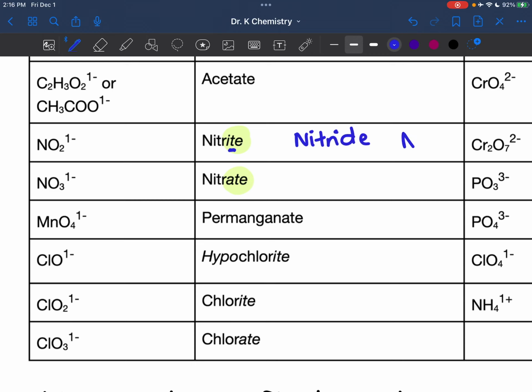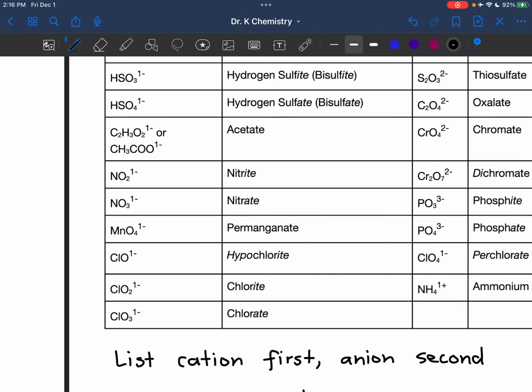Nitride with a D is referring to nitrogen with a -3 charge. These are very, very different scenarios with very different reactivity. So be a bit careful. That's kind of the challenge of these polyatomic ions. Every letter is important.